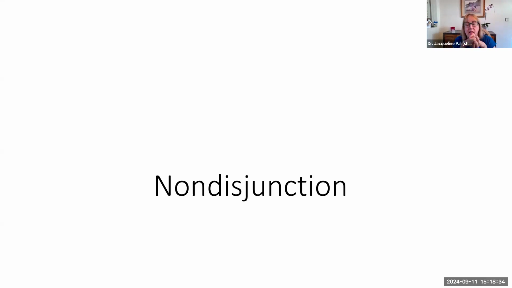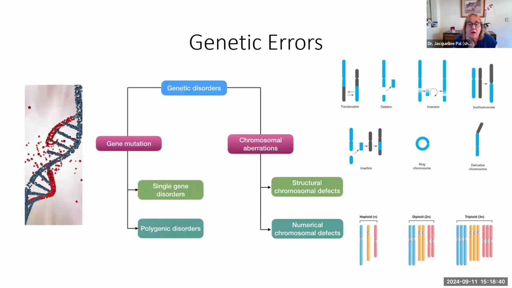Welcome to this last video where we are going to talk about non-disjunction. So what happens when something goes wrong with your DNA? And there are many different types of genetic errors leading to disorders. There's gene mutations. We're not going to be talking about those. We've been talking about chromosomes.